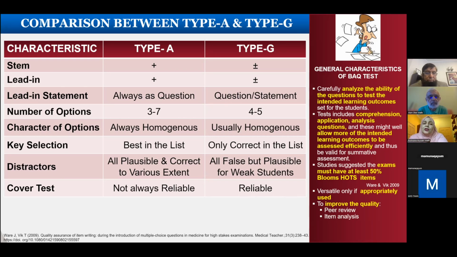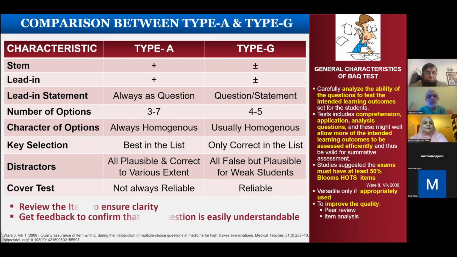While the cover test is not always reliable for the type A, for the type G it is always reliable. Why not always reliable? Because, as I've told you, the best answer provided in the list of options may not be the best answer for that situation, and that has been missed and not put in the list. So practically, for the cover test we say that if we cover the options, the student will automatically come to the answer. This is not true for the best answer question. This will help to review the items to ensure the clarity and get feedback to confirm that the question is easily understandable.